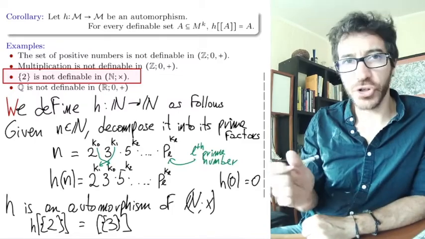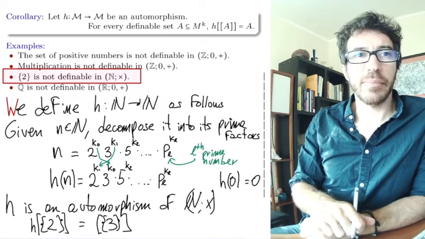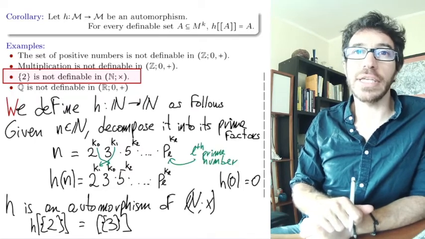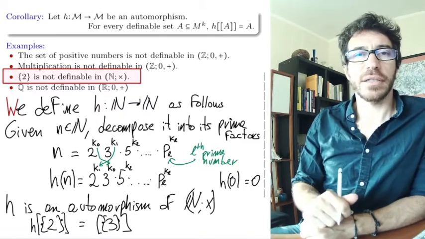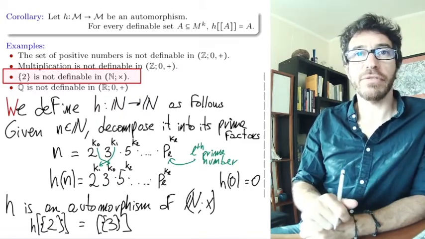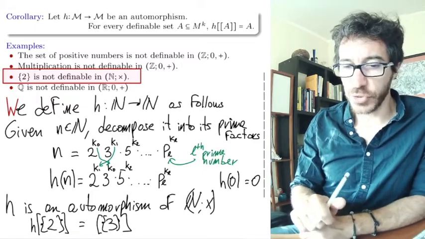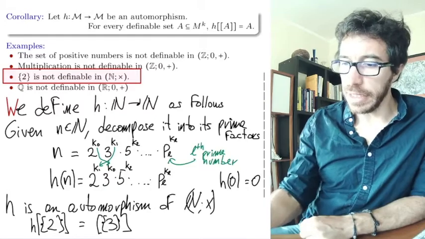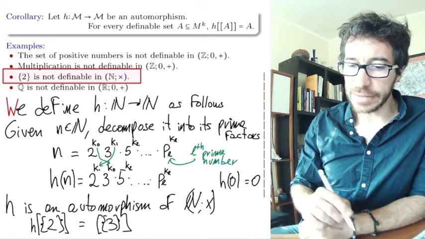As we saw in class the other day, we can define the prime numbers in this structure. For instance, 2 is the only even prime number. So if we could define the even sets, then we could define 2, but that means we cannot define the even sets. So this automorphism is quite strange and shows you that a bunch of things are not definable. So let's look now at the third case.